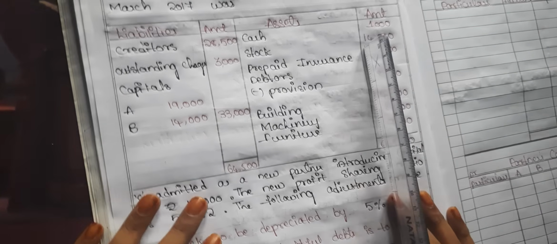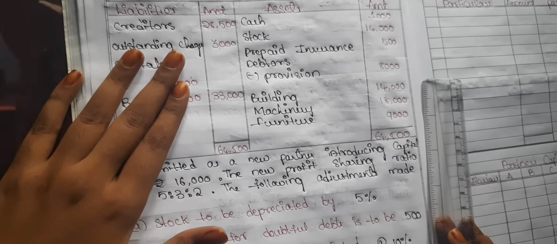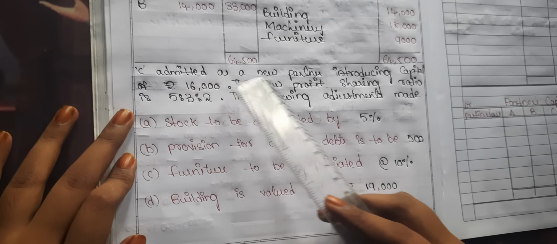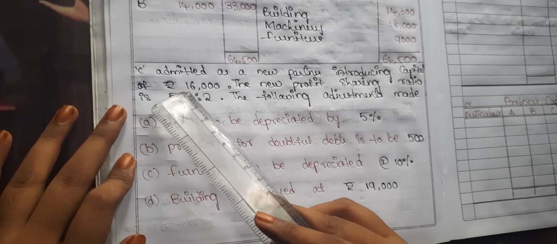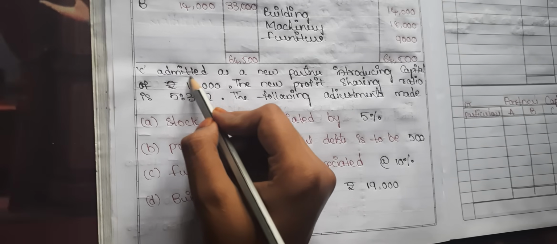So the balance sheet on 31st of March 2017 was this. We will come to the balance sheet later. First let us go with the next part of the question. You can see on the screen, C admitted as a new partner, introducing capital of rupees 16,000. You can see that here clearly they said C admitted.